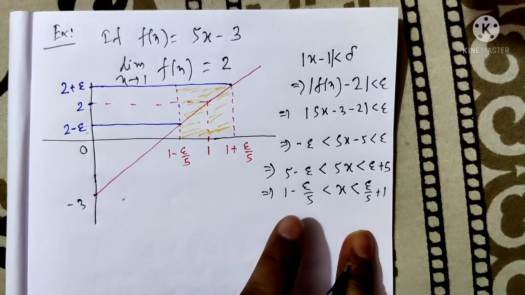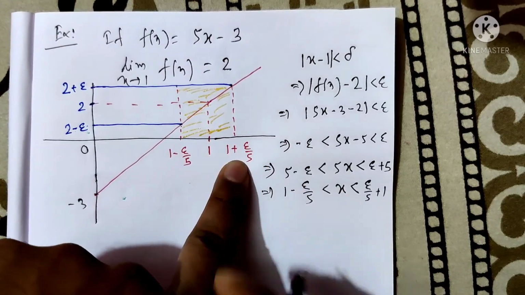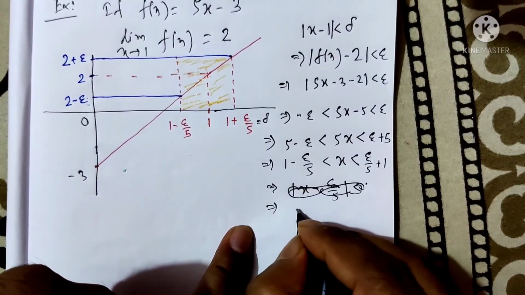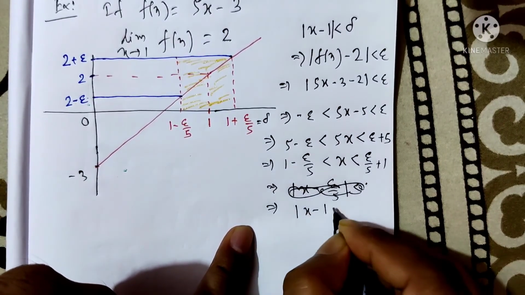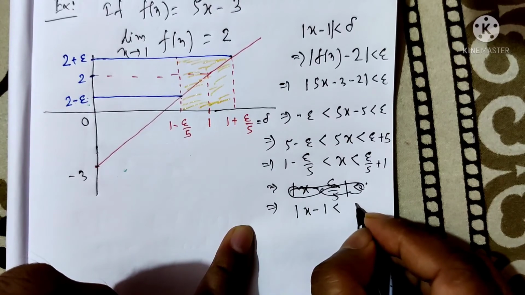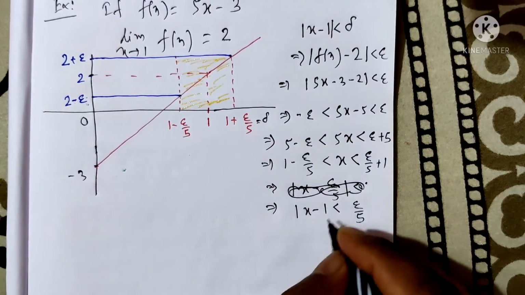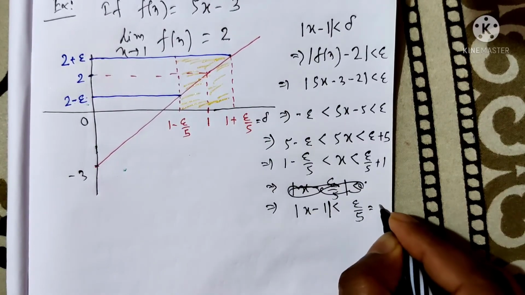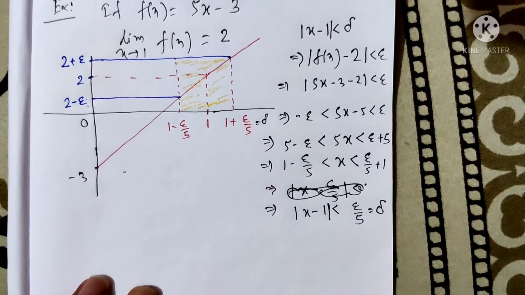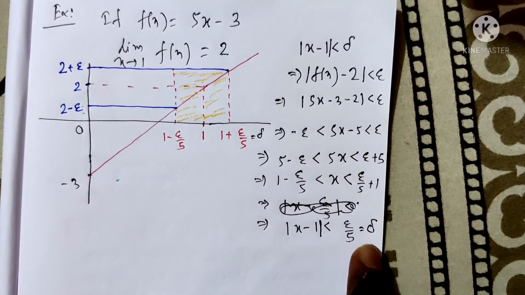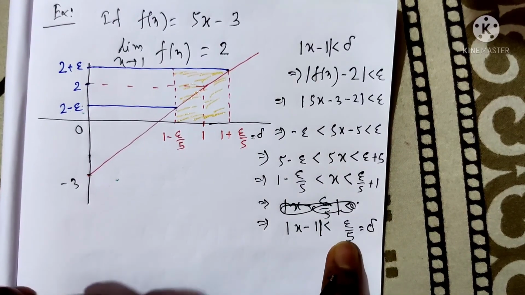So we choose this delta. That implies modulus of x minus 1 less than epsilon by 5, so delta equals epsilon by 5. So in this example we find delta. What is the value of delta? Epsilon by 5, which is dependent on epsilon.